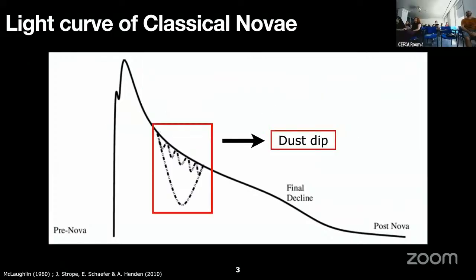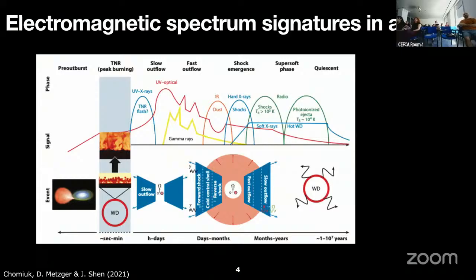And another feature we can see in the light curve is that some of the novae show this dip in the light curve, which means that they have formed dust during the process. Another way of having information about novae is looking at the other parts of the spectrum. And here there's a schematic timeline of the physical processes and the electromagnetic emissions due to this. And here we can see that there are X-rays due to the explosion, some gamma rays. Here is the peak of the ultraviolet and optical, and also the vision in the infrared says that there is dust, and other things in X-ray and radio.